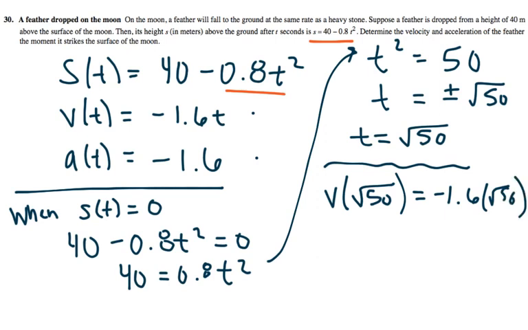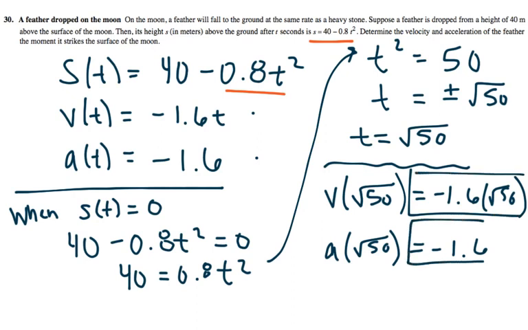Okay? And the acceleration at this given time, well, there's no dependence on t, so it just equals negative 1.6. And those are our answers, okay? This is the type of answer I would expect on an exam.